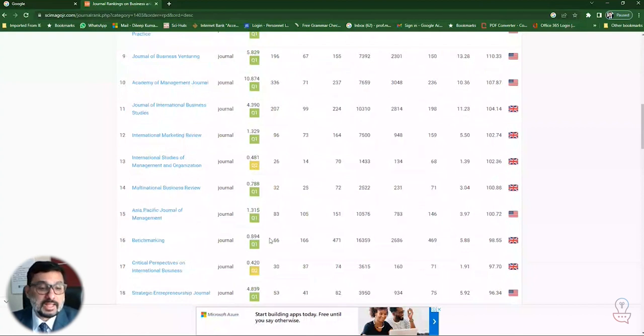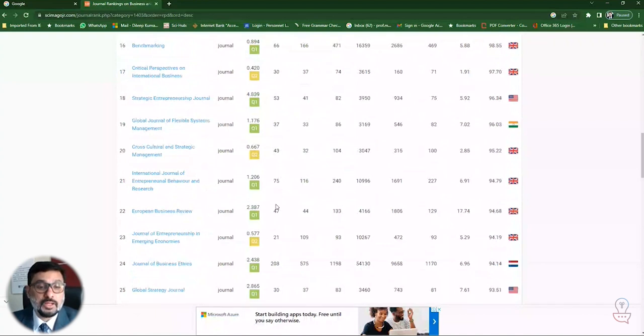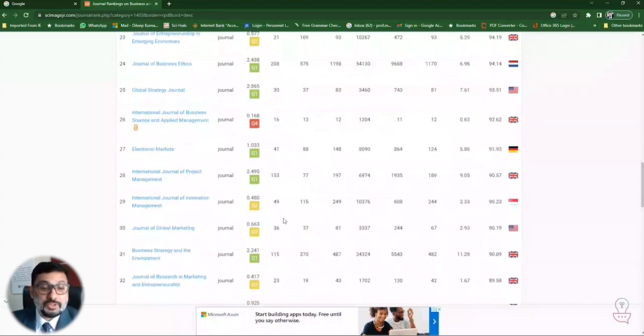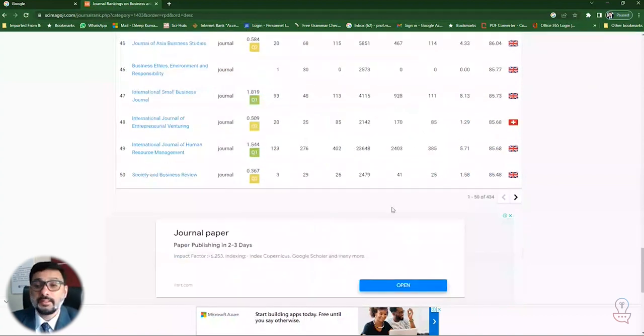But these people are another, Critical Perspectives on International Business, where you can publish. But earlier it was Q1, now it is Q2. Cross-Cultural and Strategic Management, Q2 now. Earlier it was Q1. When you go down, you can see some of the journals. You see Q3. It was an entrepreneurship research journal earlier, maybe Q1, Q2. Now it is Q3. All right, you need to understand this logic.